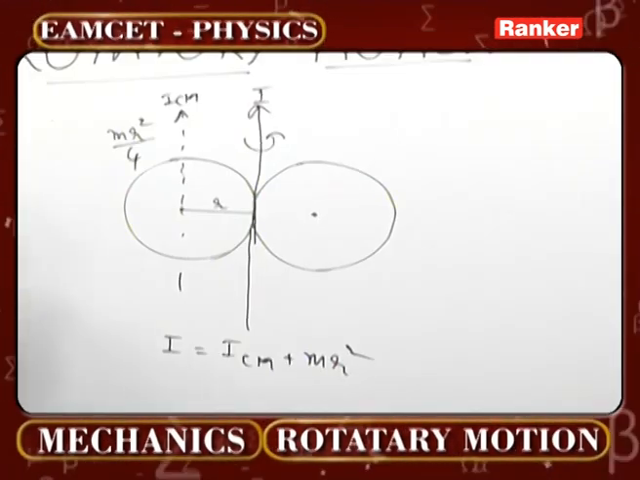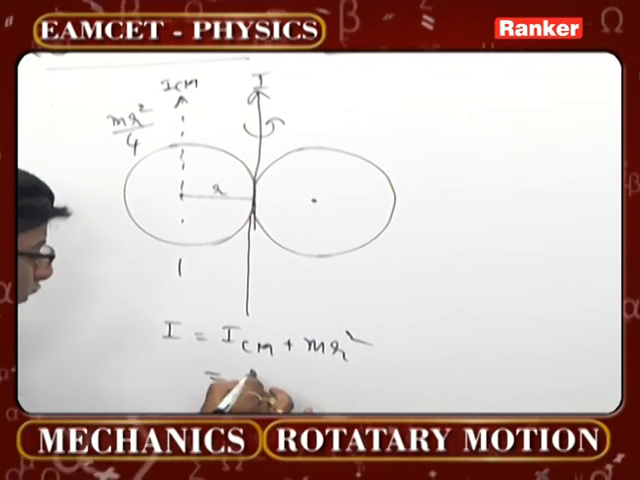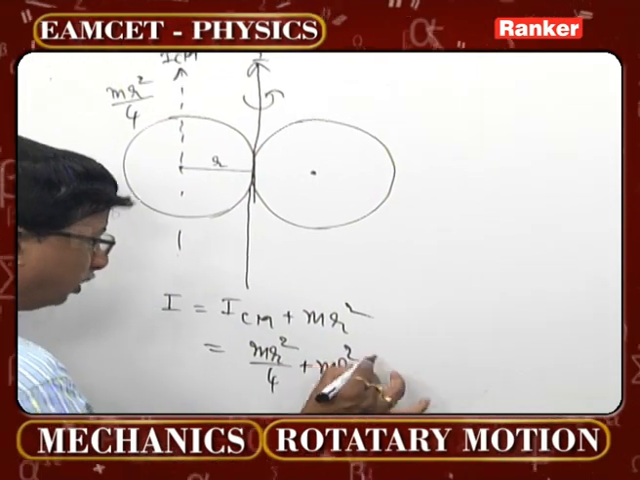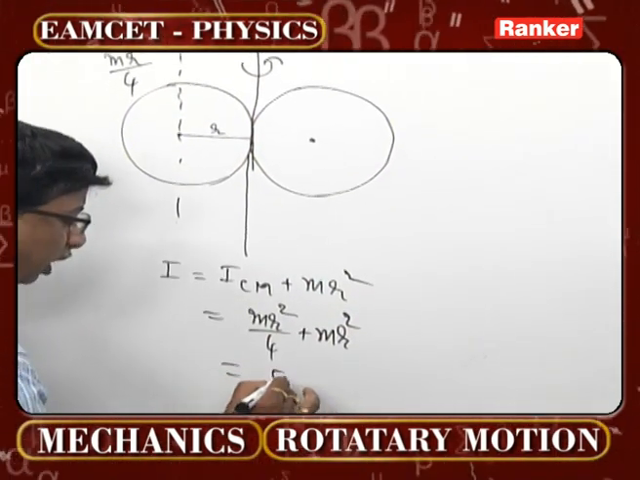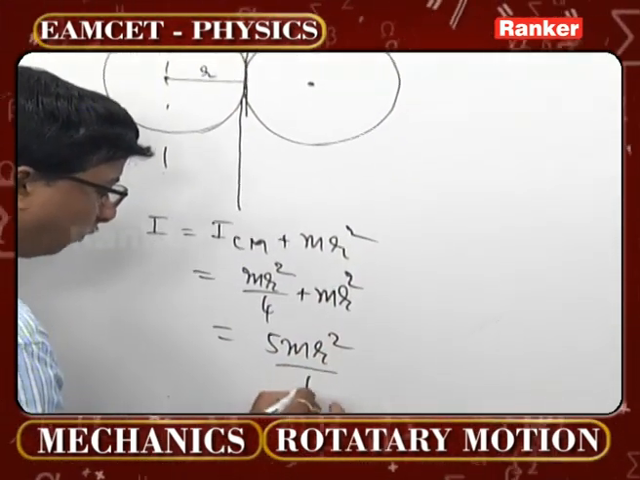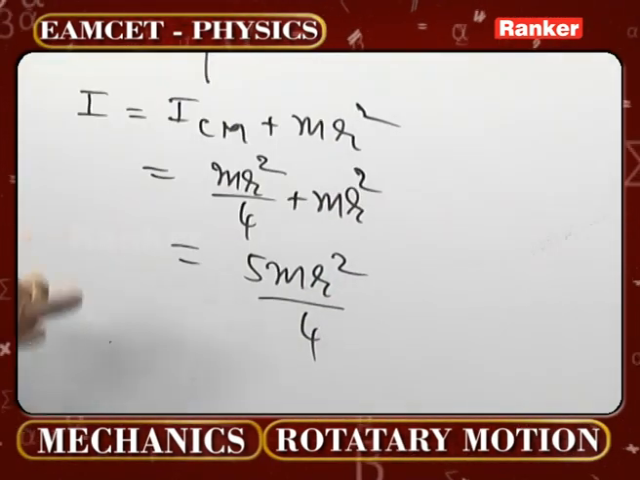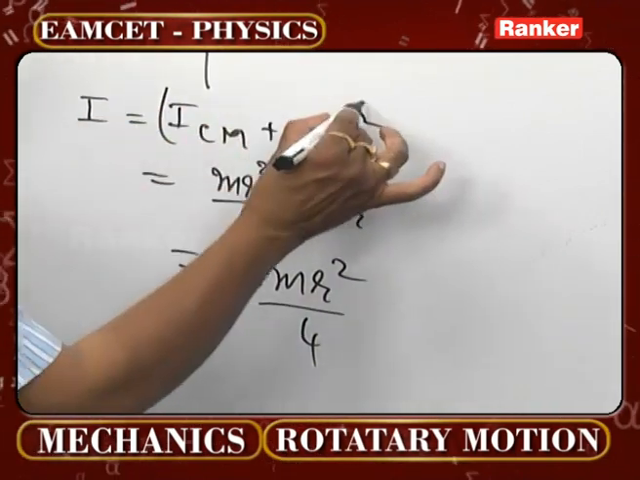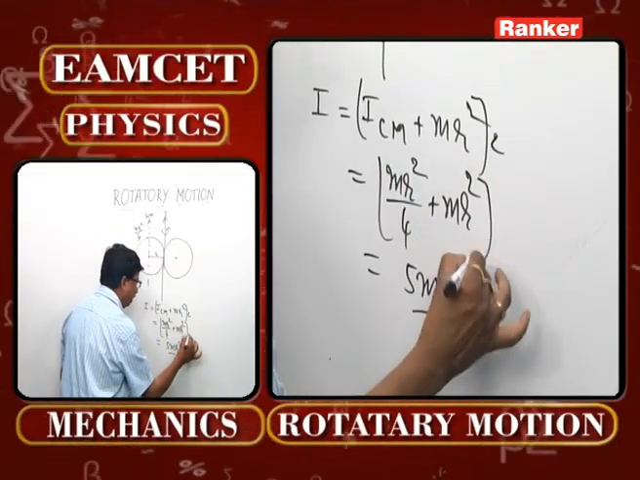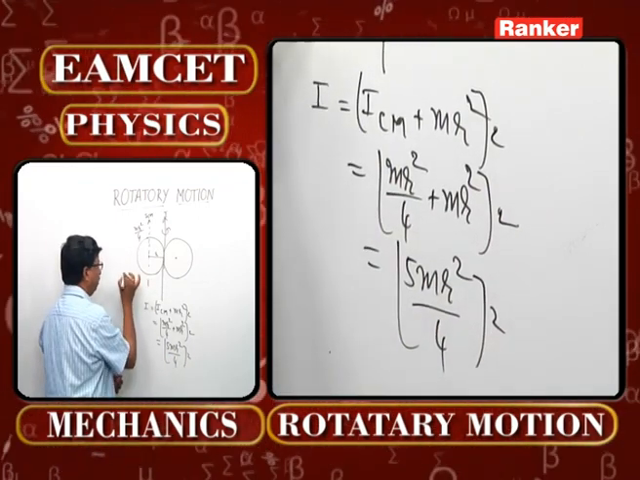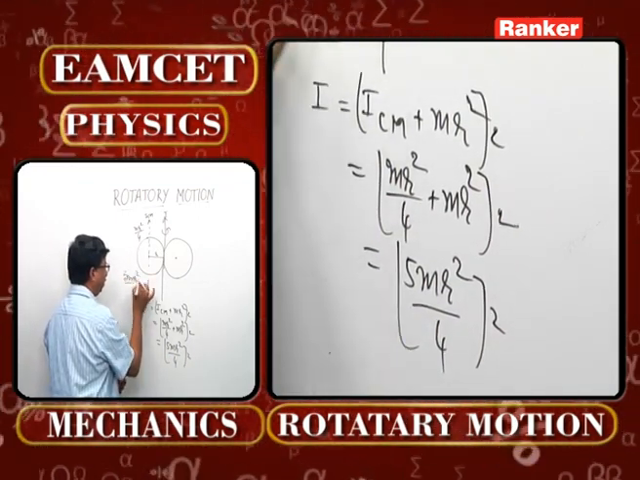Then what is going to be the value here? ICM is mr square by 4 plus mr square. How much you will be getting now? 5 mr square by 4. That is for how many bodies? One body. But you are having how many bodies over there? 2 bodies you have. Therefore, I should multiply this one by 2. Then what will be your answer ultimately? 5 mr square by 2.